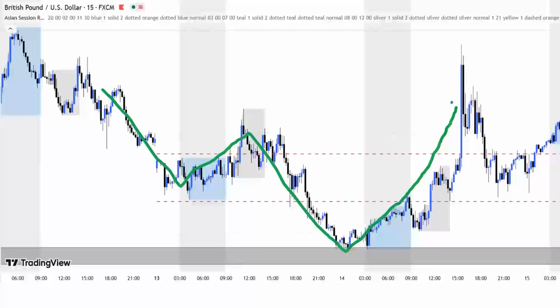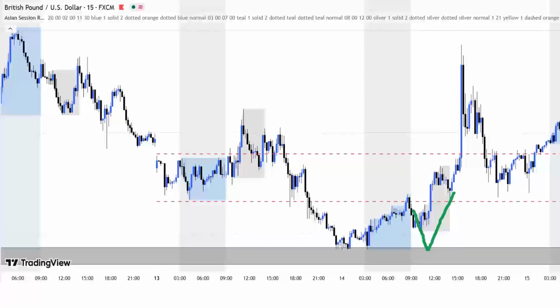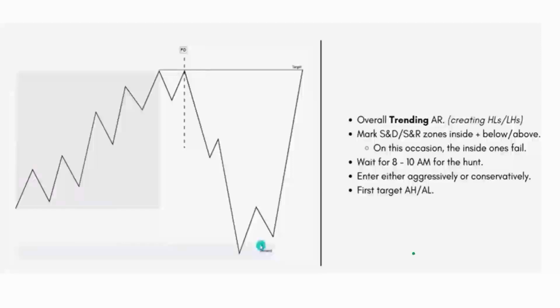We had an inverse head and shoulders here for the upside. So it just reached here, and this market had the ability to manipulate even to this point and then go up, because this was an area of value.